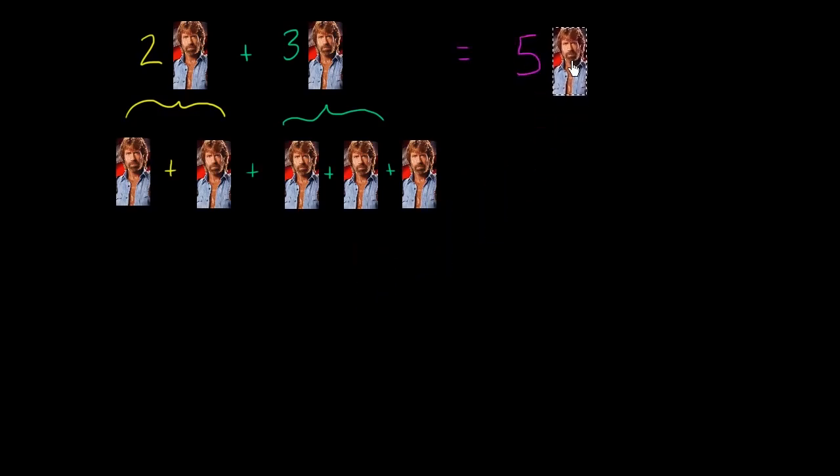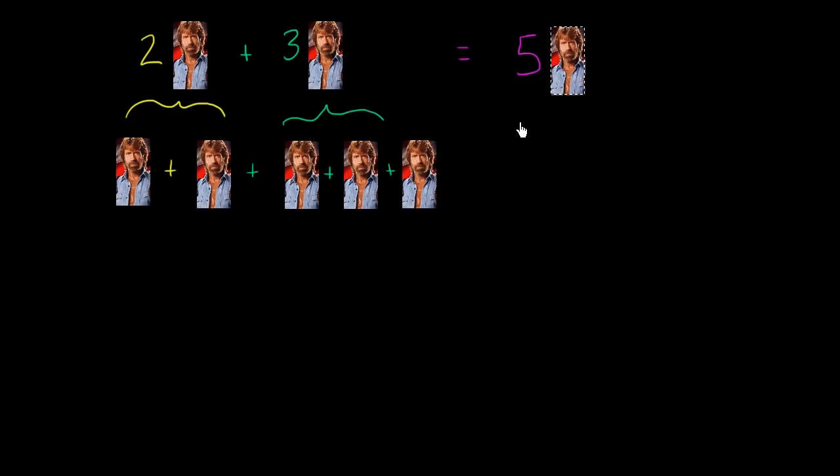Well, 2 Chuck Norrises, we can represent this as literally a Chuck Norris plus another Chuck Norris. You could also view that as 2 times Chuck Norris, which is just another way of representing it. And 3 Chuck Norrises, you could view as a Chuck Norris plus a Chuck Norris plus another Chuck Norris. And so we would have a grand total of 1, 2, 3, 4, 5 Chuck Norrises. So this would be equal to 5 Chuck Norrises.